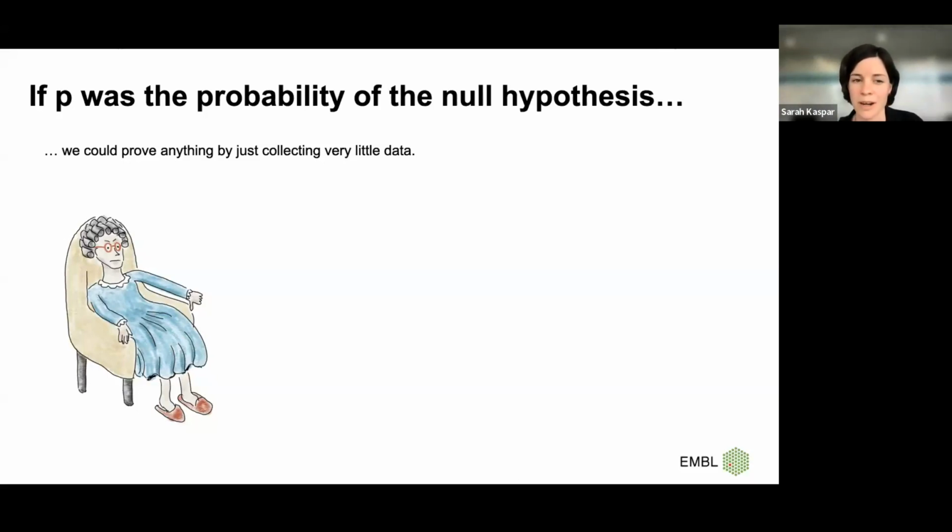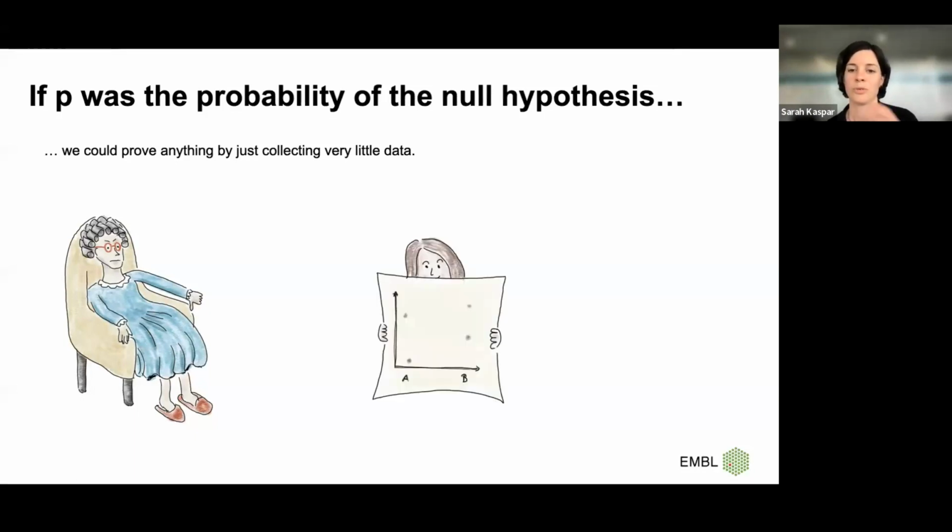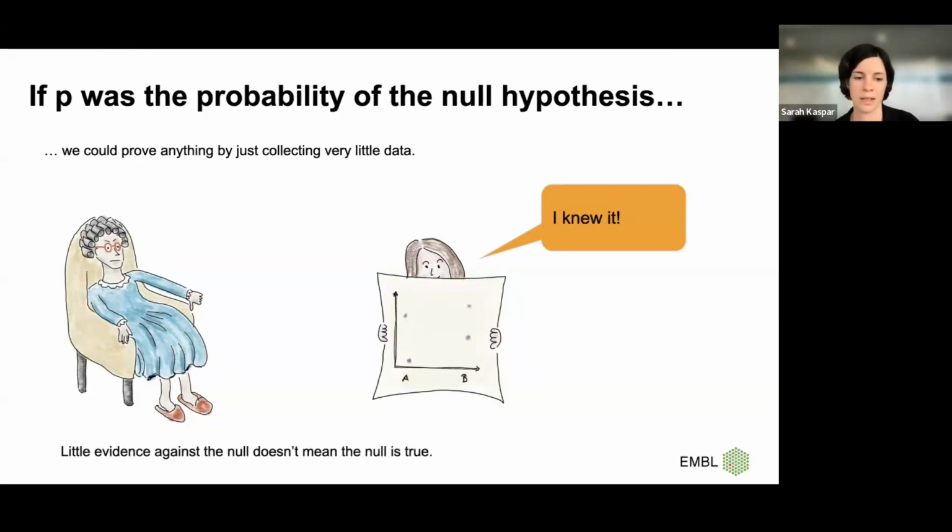Because remember that we start by assuming that the null hypothesis is true. So you could set up a completely arbitrary null hypothesis, just show 2 or 3 data points. These 2 or 3 data points will not have enough evidence against the null hypothesis. And then you could say, I knew it, I proved the null hypothesis. So, I mean, this is an exaggerated example, and I'm sure you noticed that this way of arguing doesn't make too much sense, but I think the message is also clear. Little evidence against the null hypothesis doesn't mean that the null hypothesis is true. So that means also that this clumsy definition is for now the best that we have.